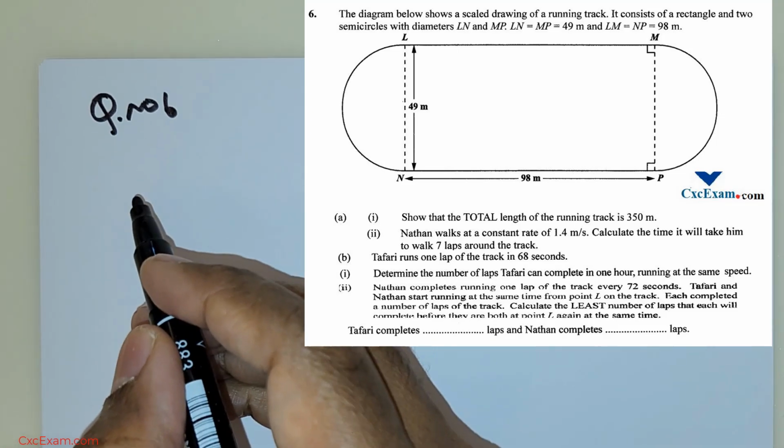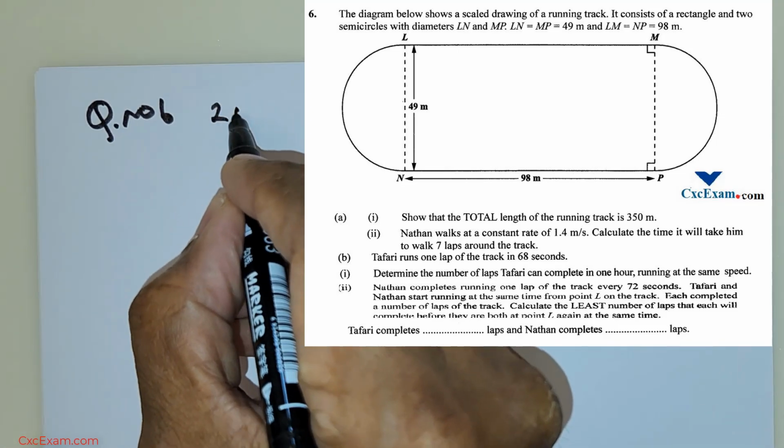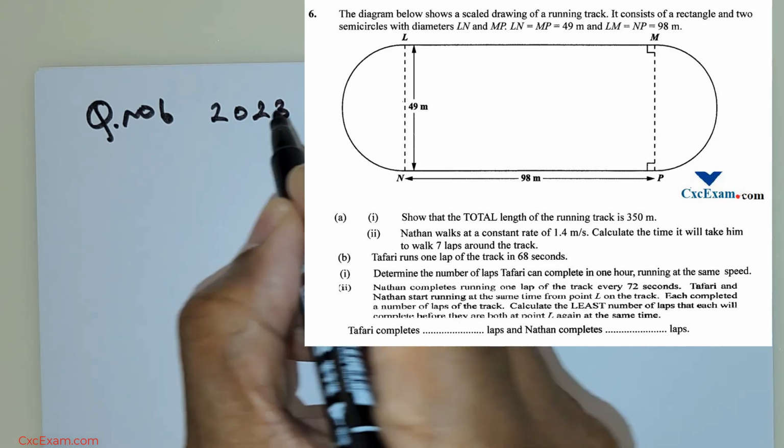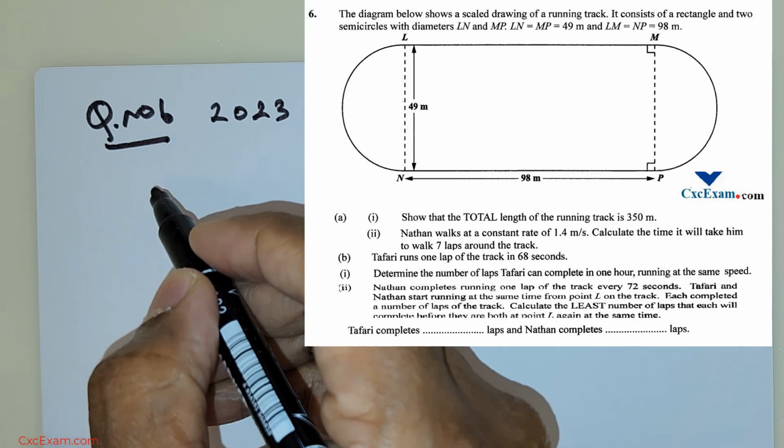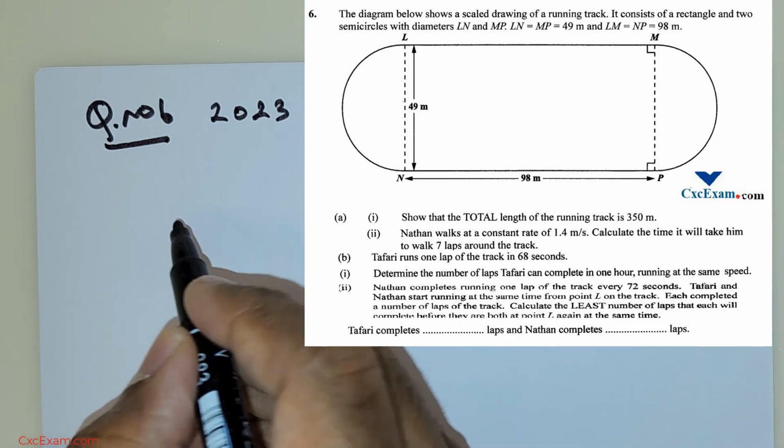Okay, so we are continuing our walkthrough of CXC Mathematics paper 2023. This is question number 6. So let me write the question down.